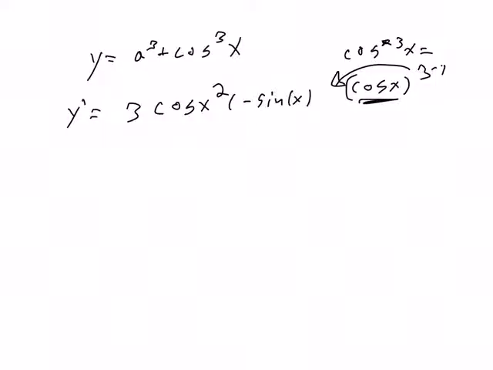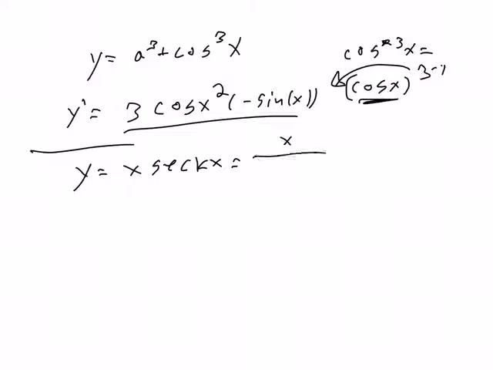So, okay, problem 15, we have y is equal to x secant kx. Let me write what they say, which I'm saying is equal to x over cosine kx, so dy over dx.